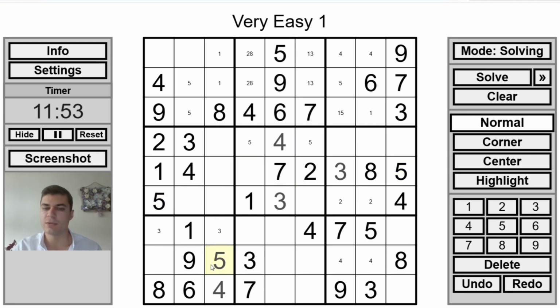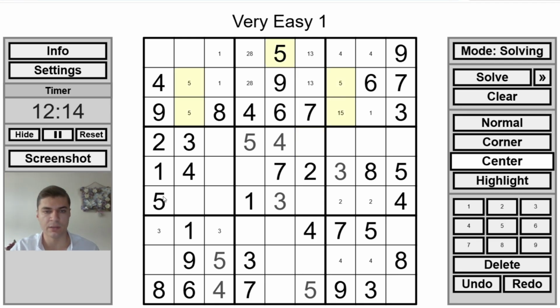Because of these 5's, I cannot write 5 here, and because of this 5 I cannot write 5 here, so this is 5, and because of this 5 I cannot write 5 here, so this is 5. Let's delete this. We have 5, 5, 5 here. Alright, we know every 5, so let's check for the 6. Because of this 6 I cannot write 6 here, and because of this 6 I cannot write 6 here, so 6 has to be here.